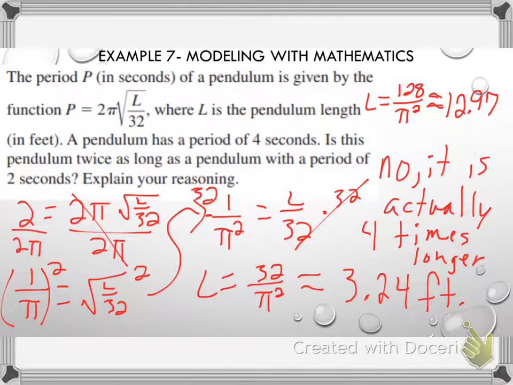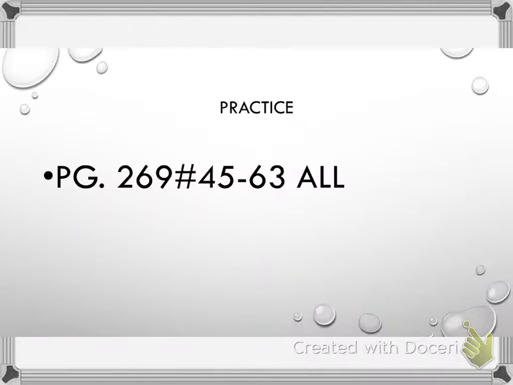Questions on example 7? Not too terrible, right? There's a lot of work, but not too terrible. Any questions? Can I move on? There we go.